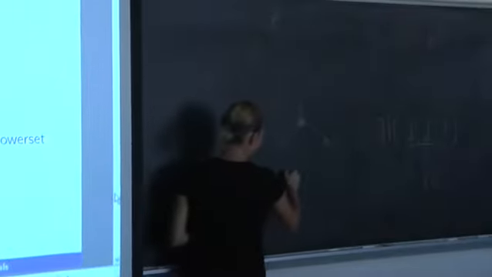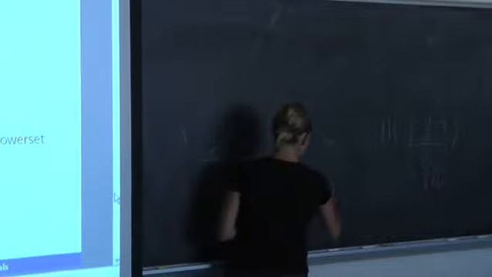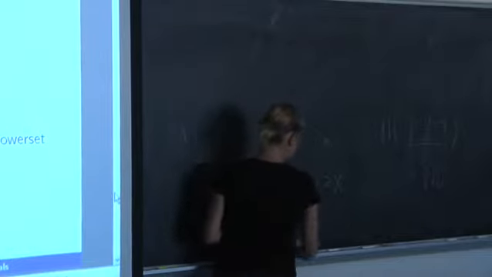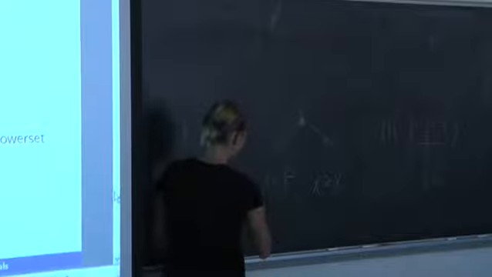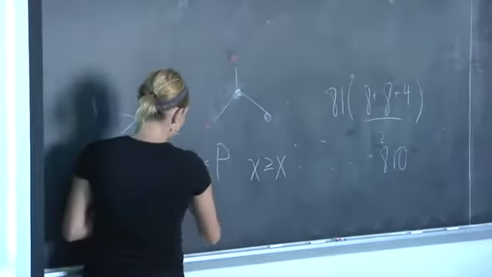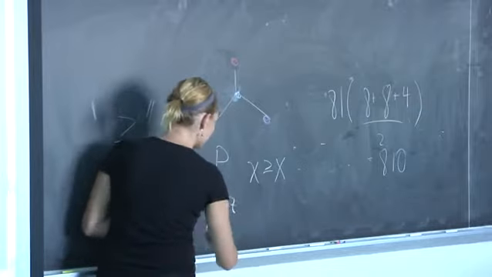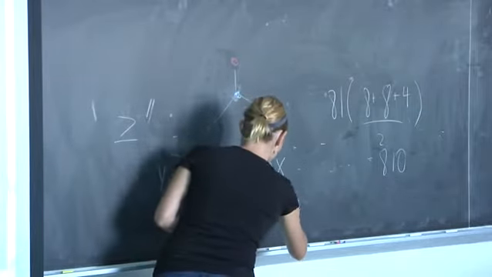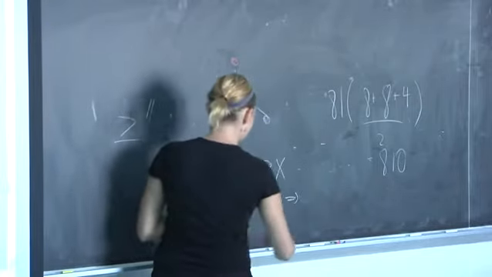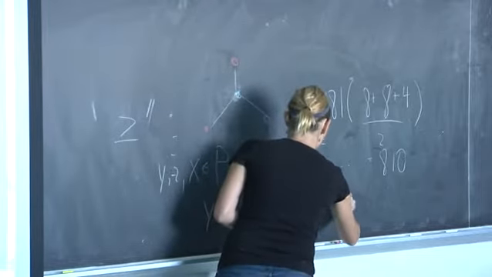Reflexive means that if I give you x in P, then x is always greater than or equal to x. Transitive means that for y, z, and x in P, if y is greater than or equal to z, and z is greater than or equal to x, then y is greater than or equal to x.